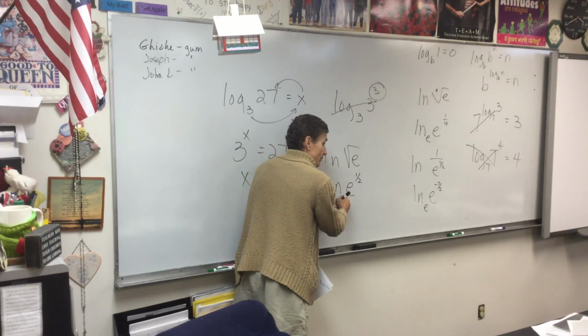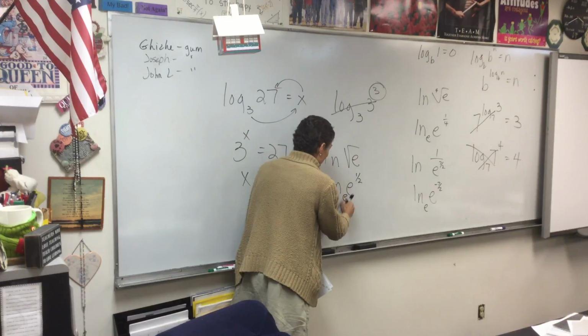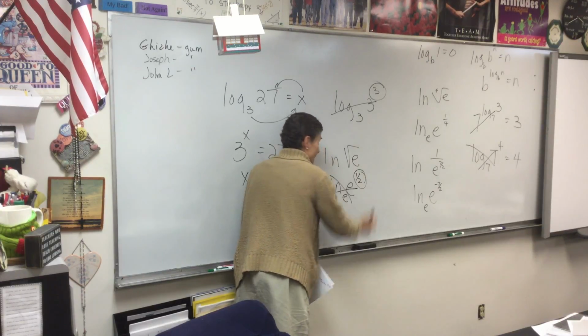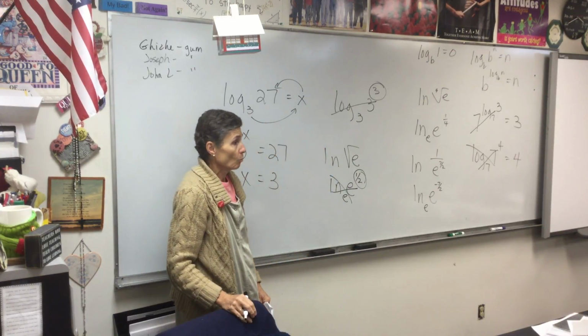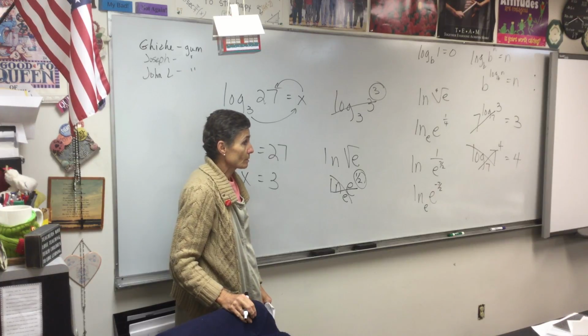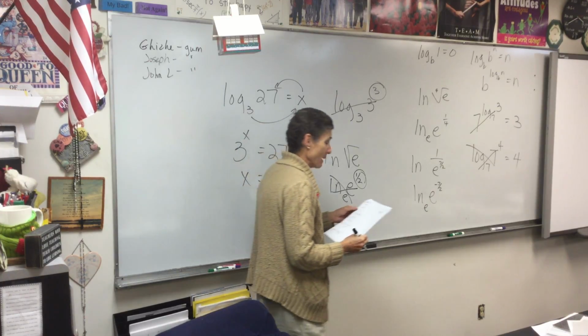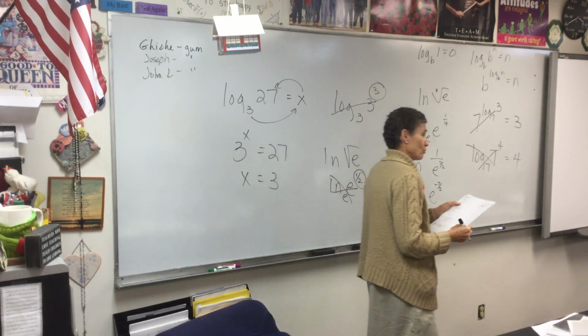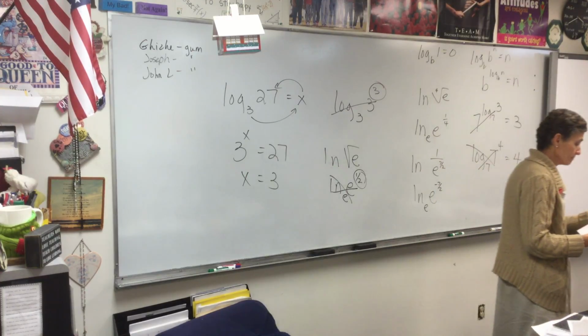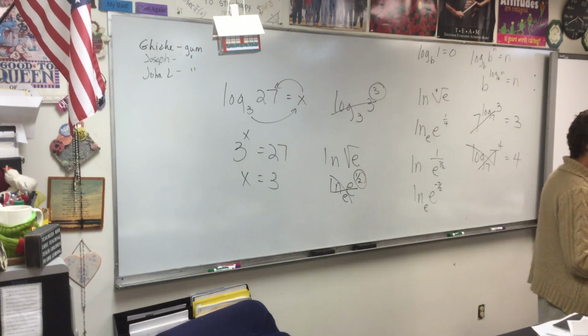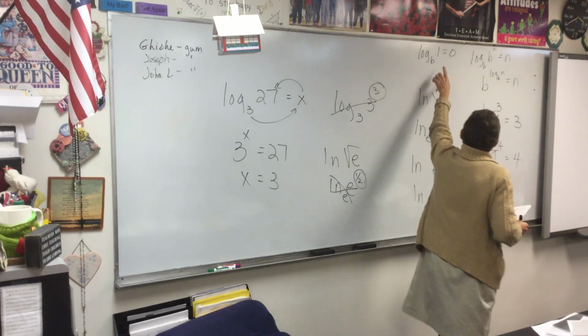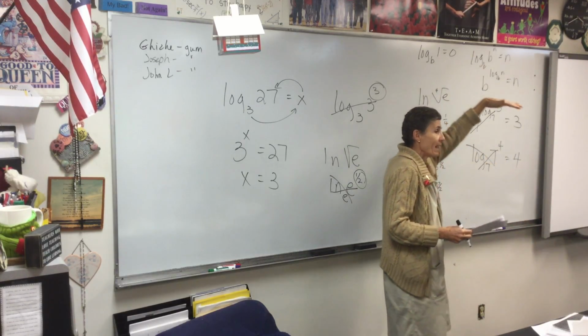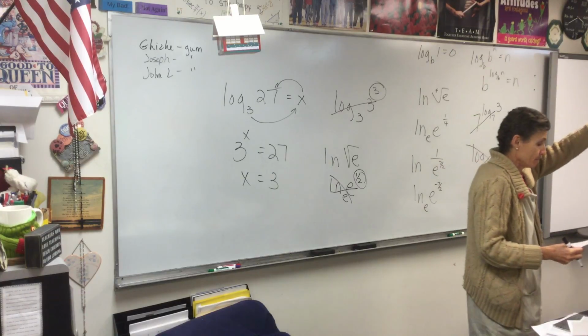Now, what's the base here? So this is the log base e of e to the 1/2. The answer is just 1/2. We shouldn't need to think about that too much. What about number 3? 3. What about number 4? 0. The log of 1 is going to be 0 no matter what the base.